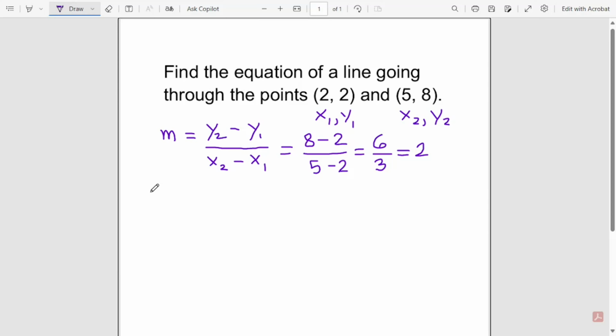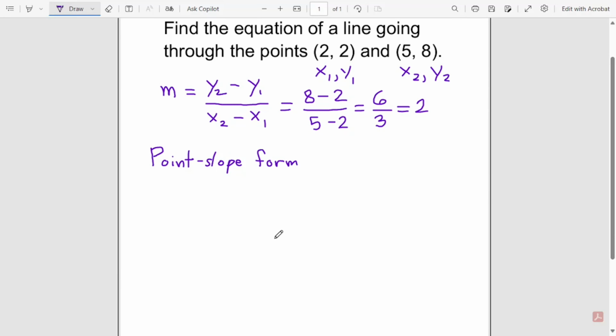So the first equation of a line we can find is the point-slope form. The point-slope form is y minus y sub 1 equals the slope m times x minus x sub 1. Now, I could pick x sub 1, y sub 1 here, or here. I'll just stick with the point (2, 2). So I'm going to do y minus 2 equals the slope 2 times x minus 2.